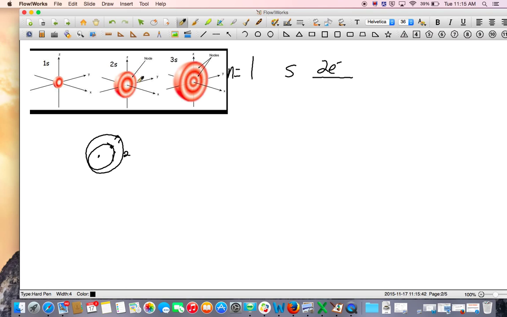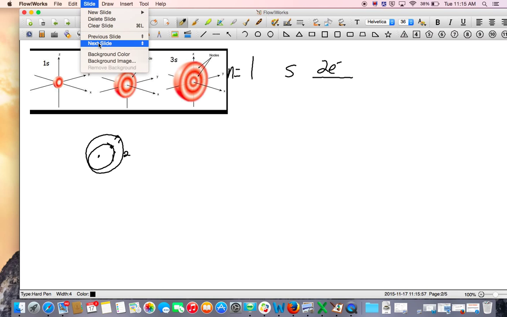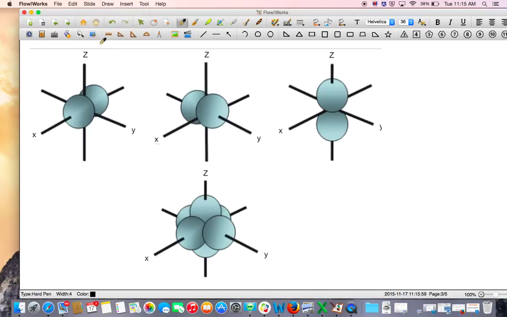The second quantum, or the second principal energy level, also has an s orbital, and you can have electrons hanging out here, and the third, and so on. So your s orbital is going to hold 2 electrons. All right, so there's your s orbital. Let's go to the next slide.